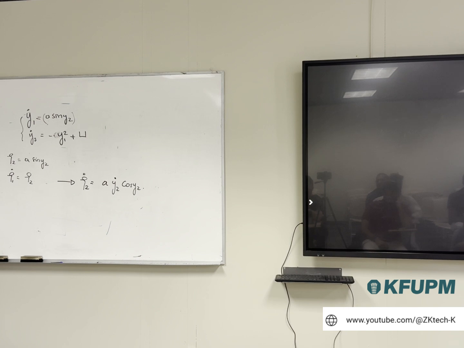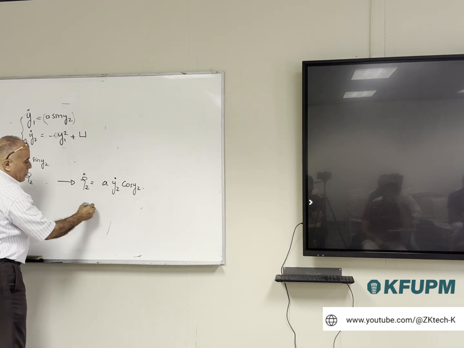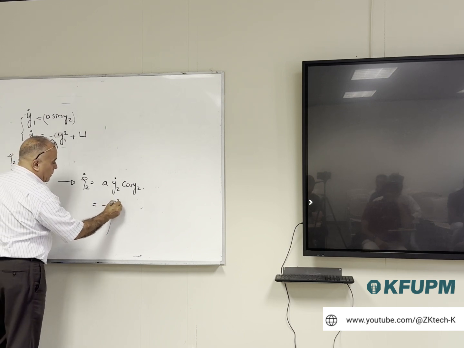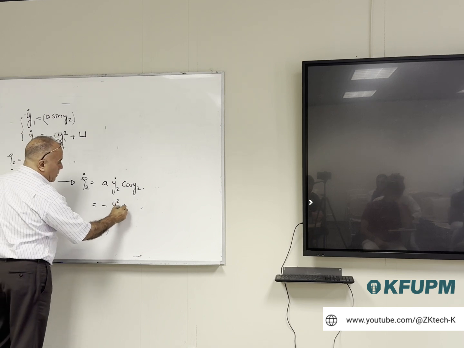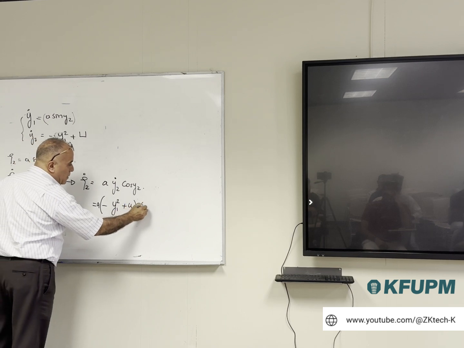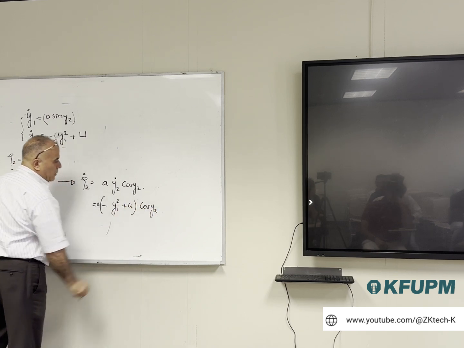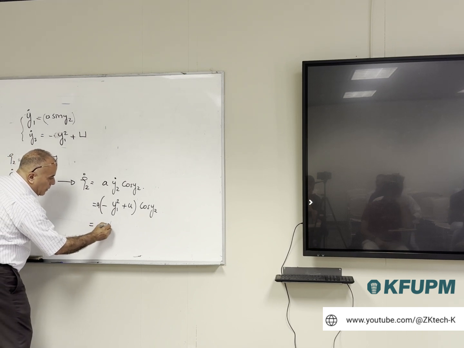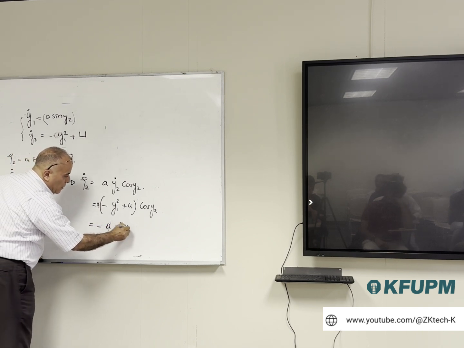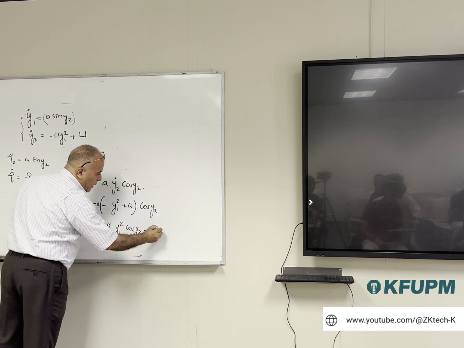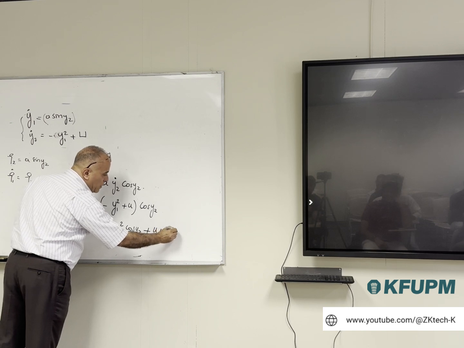Yes? y2 prime is given by this equation, so I'm going to be able to write it as minus y1 squared plus u, multiplied by a multiplied by cosine of y2. And this will be equal to minus a times y1 squared times cosine of y2 plus u multiplied by a multiplied by cosine of y2.